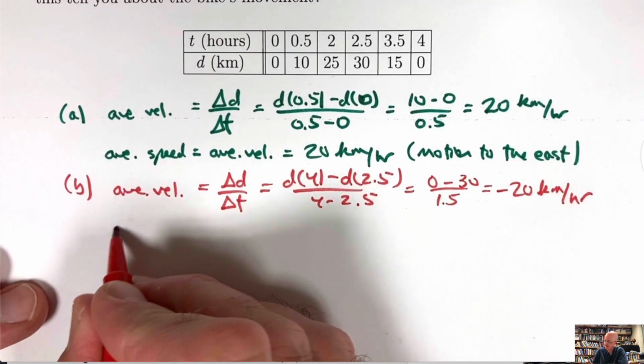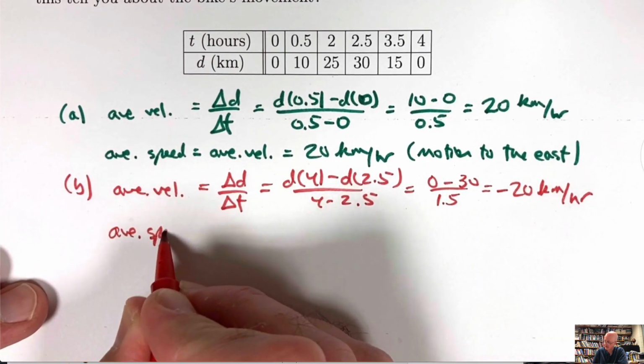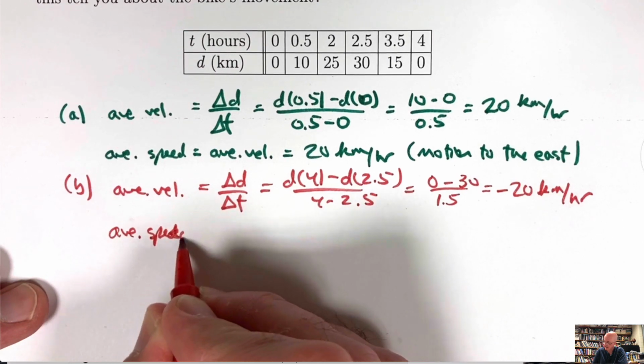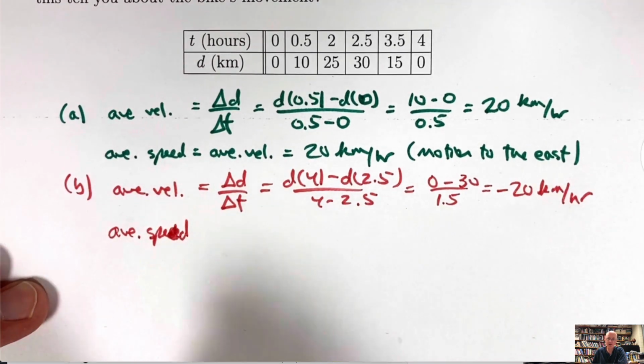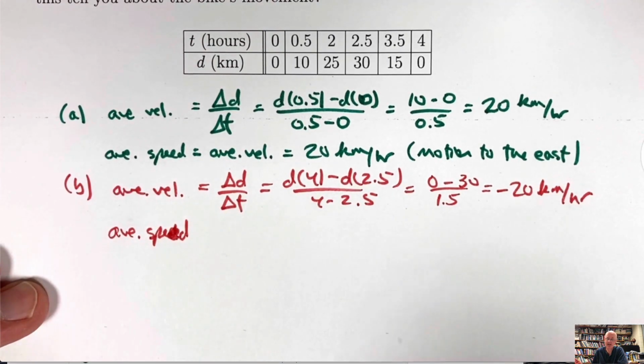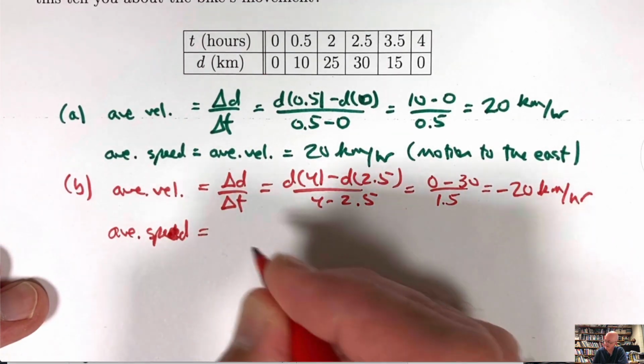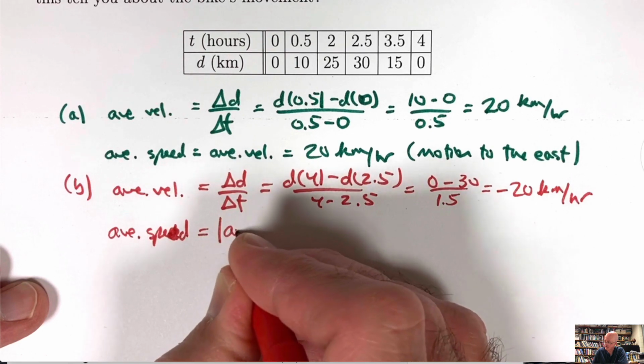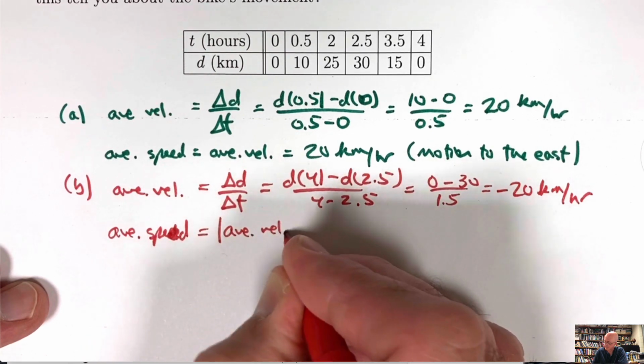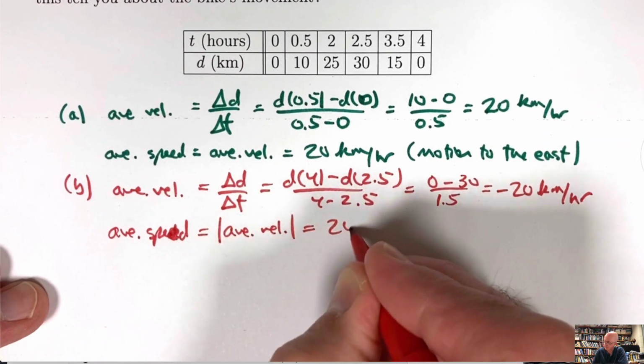What's the average speed? When I say average speed, I mean how fast are you going? It can't be negative. In this case, because now the motion is to the west, this is the absolute value of the average velocity. So that's back to 20 kilometers per hour.